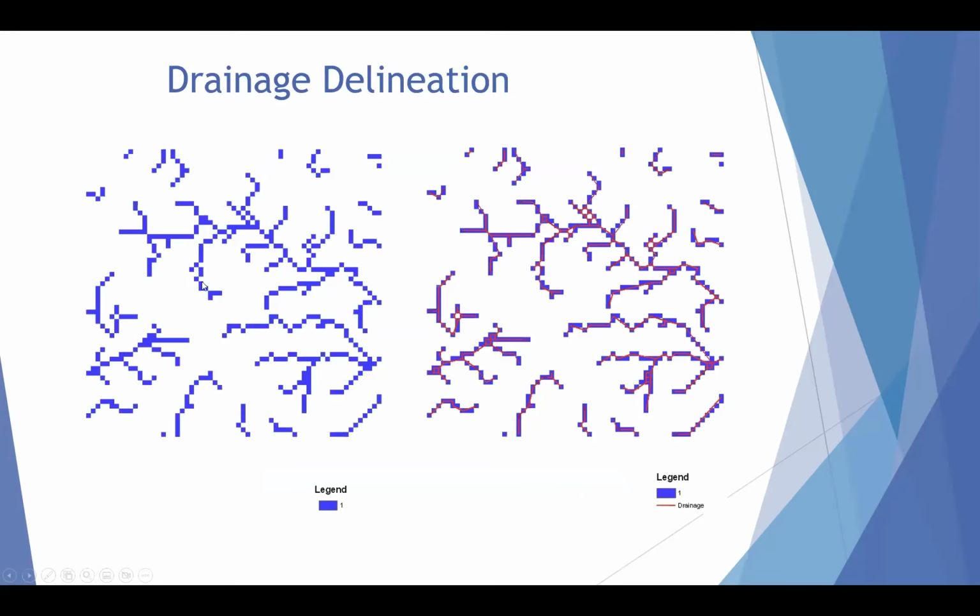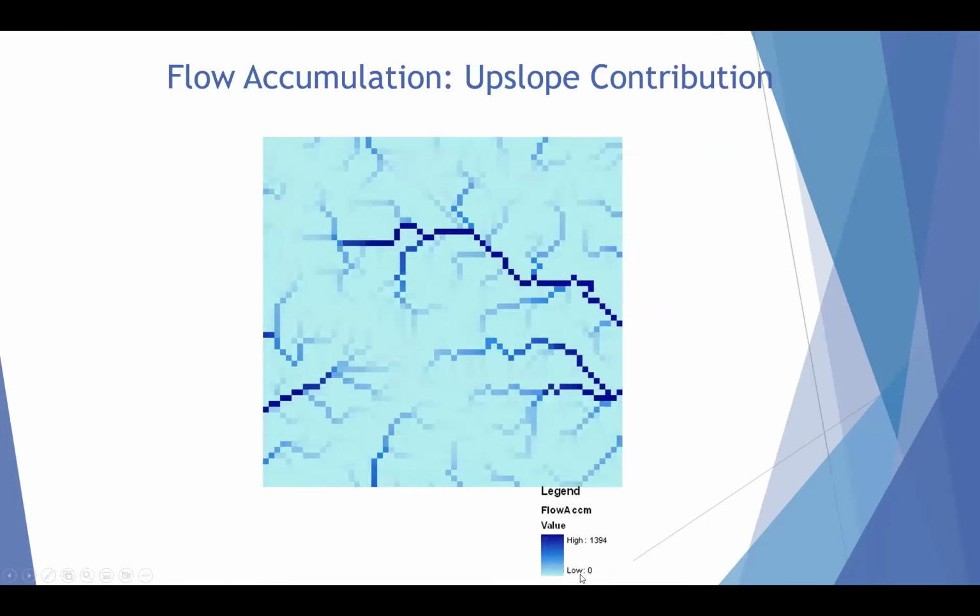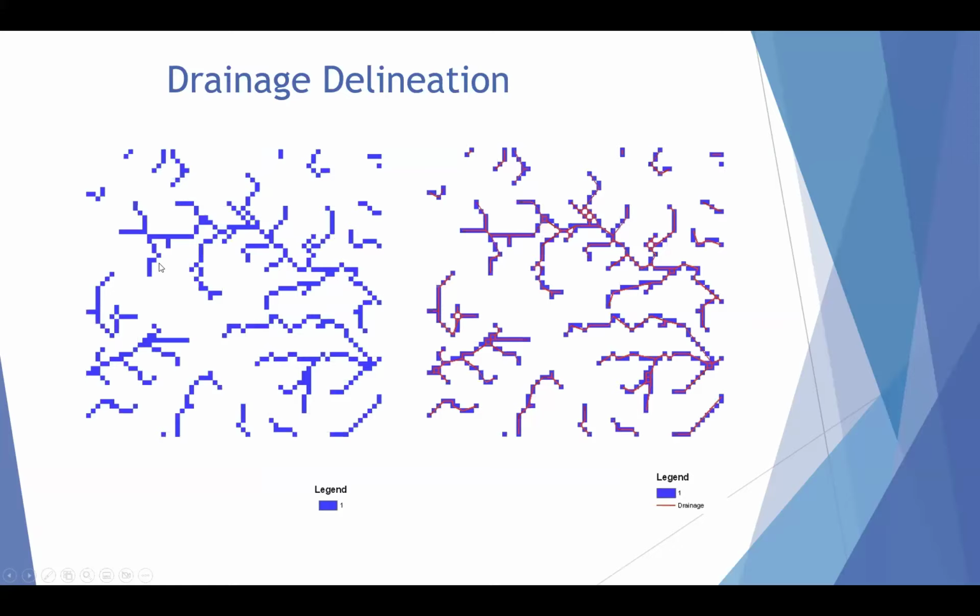Okay, so now I have just used a threshold. Say for example, the flow accumulation value ranges from 0 to 1394. Let us say I'm just keeping a value of 500. Okay, and any value below 500 I am removing, only retaining the values above 500. So all these pixels have a flow accumulation value of more than 500. Now these pixels, if I try to digitize or convert into vector, then this will be my drainage.